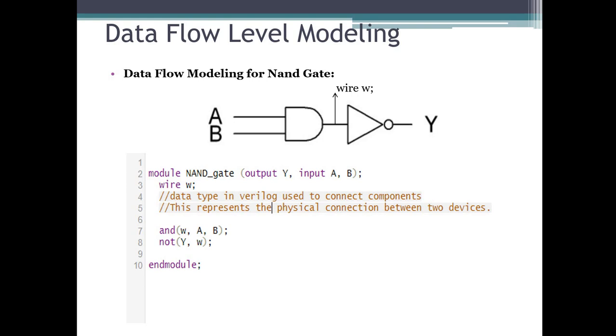Whatever ports there are, we give into the terminal list, basically in the parenthesis block. So wire is not an input terminal or output terminal. We are going to use it internally, so we are not going to declare it in the port list. Wire is just a data type, so we declare it here as wire W.